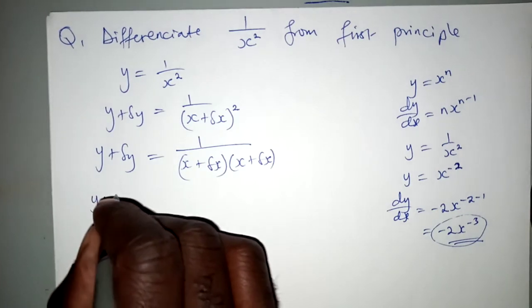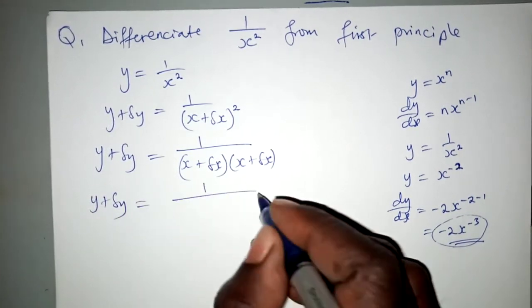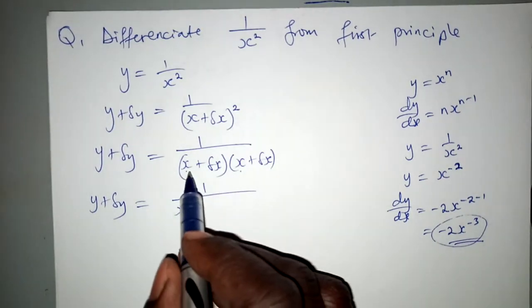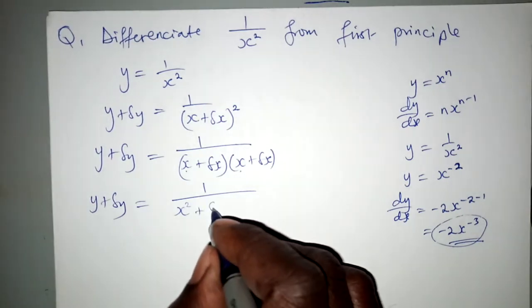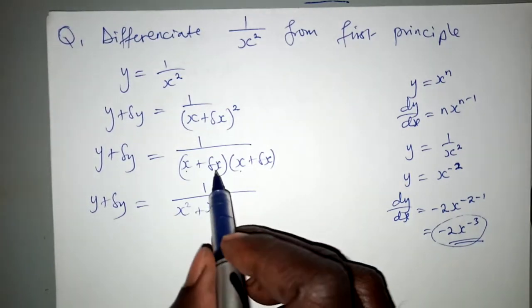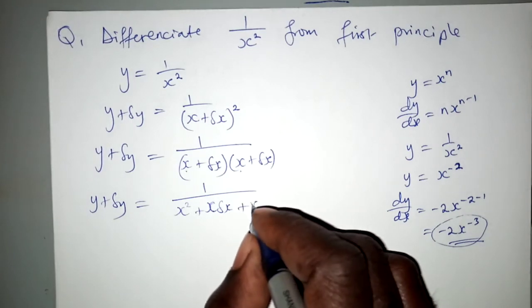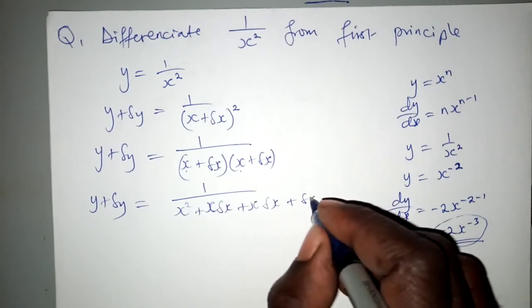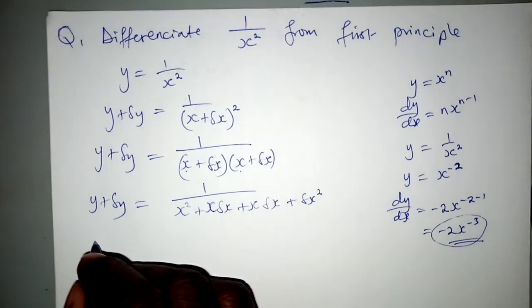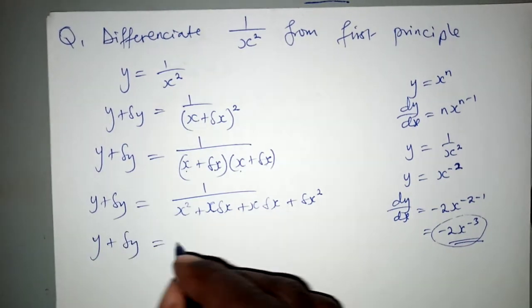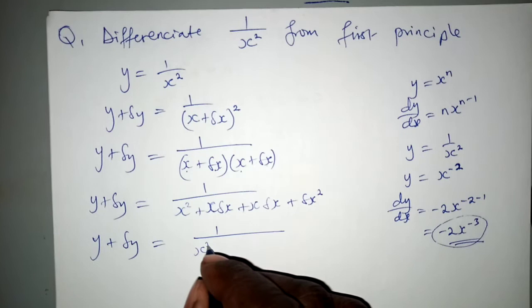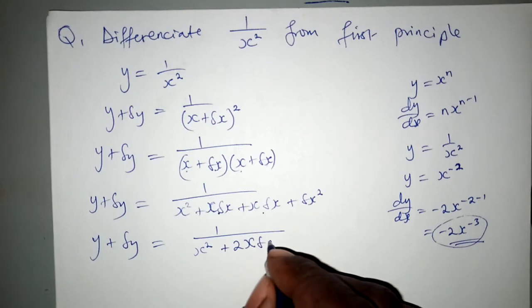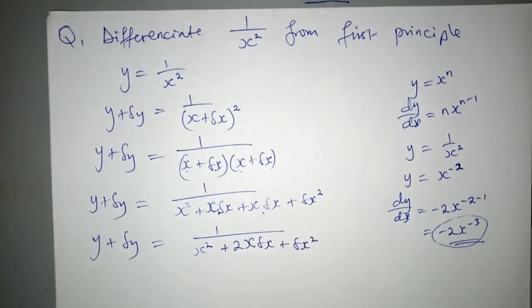So we have y plus delta y is equal to 1 all over. If we multiply x with this x, we get x square. Then x multiplied by delta x, we have x delta x. Then delta x multiplied by x will have x delta x also. Then delta x multiplied by delta x, we have delta x square. So we have y plus delta y is equal to 1 all over x square plus x delta x plus another x delta x. So we have 2x delta x, then plus delta x square.